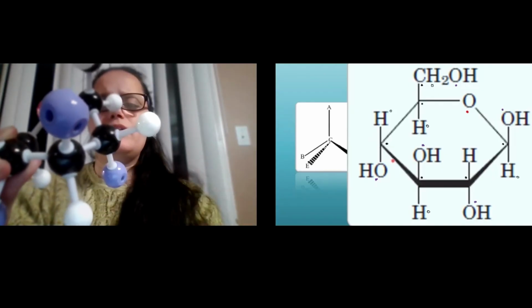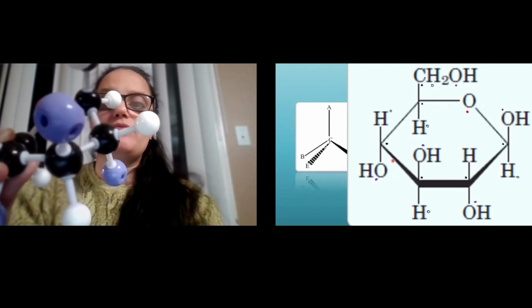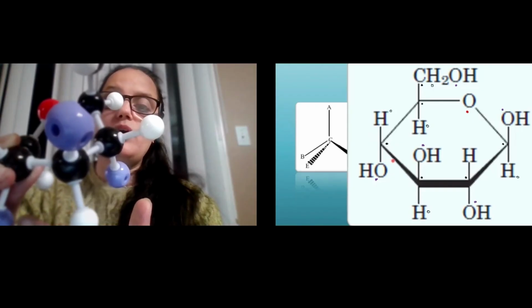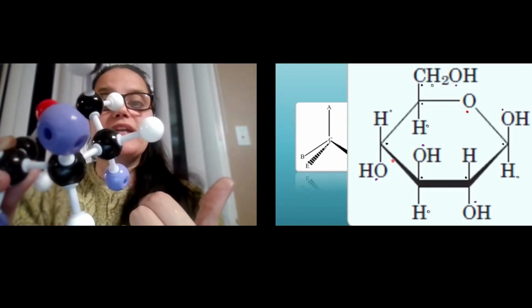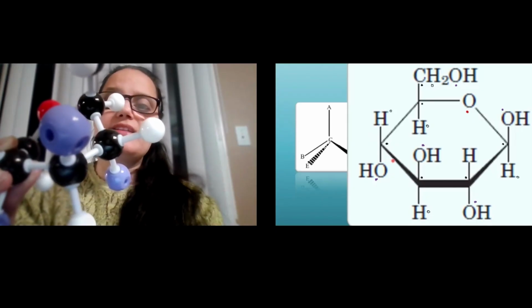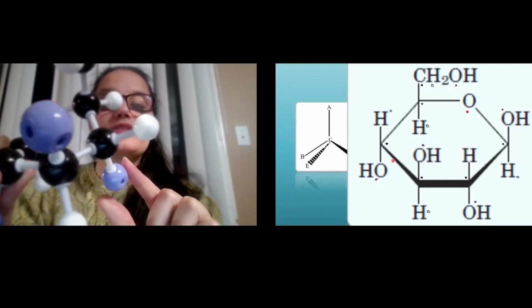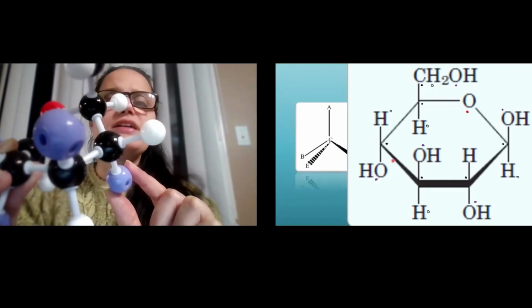And again, as the code suggests, it is 245, which means at carbon number 2 and 4 in the linear structure, OH is on the right hand side. That's why in the cyclic structure at carbon number 2 and 4, the hydroxyl group is pointing downwards.